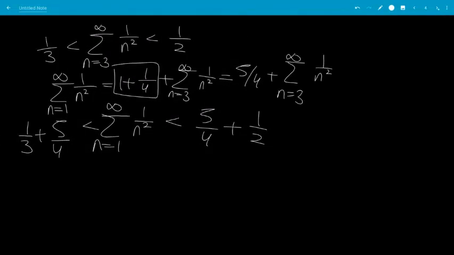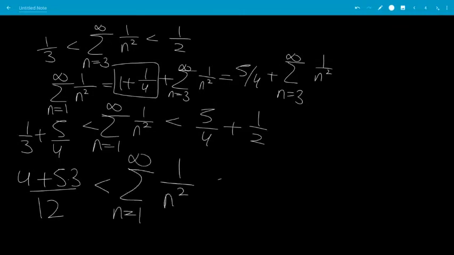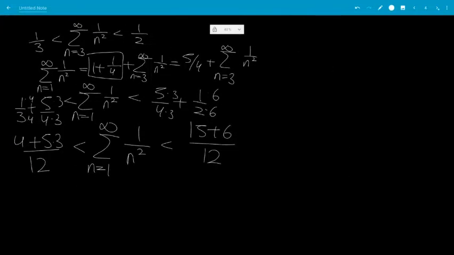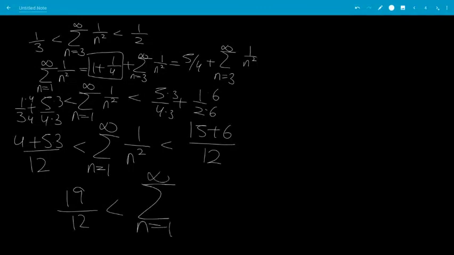So let's get a common denominator. So this would be over 12. This would be 4 times 1 plus 5 times 3, less than the sum as n goes from 1 to infinity of 1 over n squared, less than, multiply this by 3, multiply this by 6. I'll just do it to show more work. So this will be 5 times 3 is 15 plus 6 over 12, and this will be 5 times 3 is 15 plus 4 is 19 over 12. The sum as n goes from 1 to infinity of 1 over n squared is less than 21 over 12.